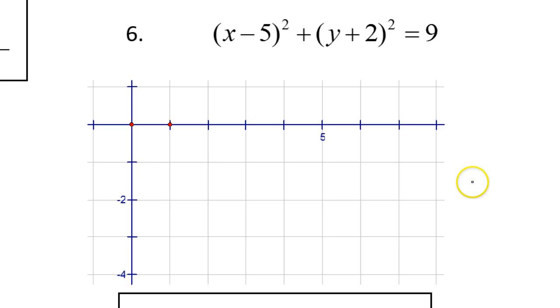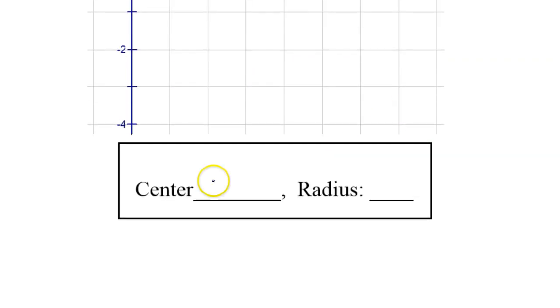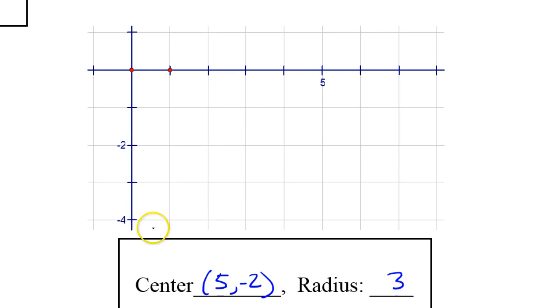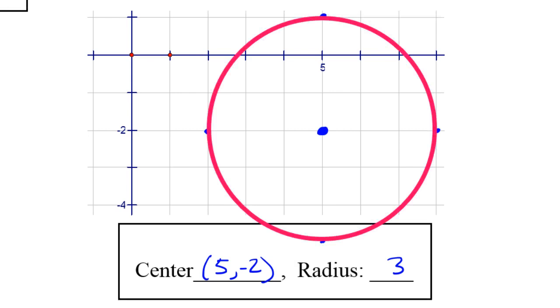This is another circle. Again, the center will be the opposite of this, comma, the opposite of that. So +5, comma, -2 is the center. This is the radius squared. That means the radius must be 3. So let's see, 5, comma, -2 is the center. There you go. Radius of 3. So we will go out 3 in all directions. And that shows us where the circle is. Kabam!